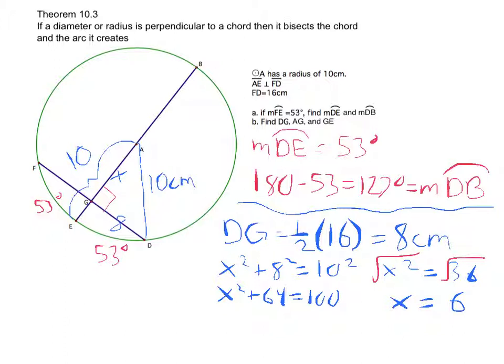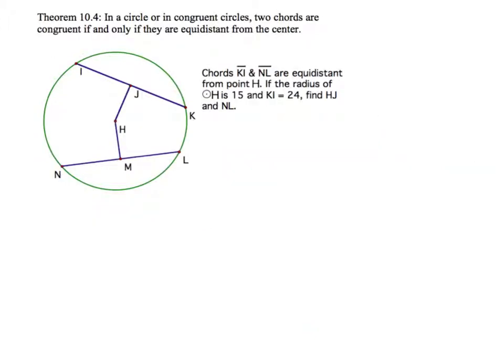So then x was AG, so AG is 6. That means GE, the leftover part, is 10 minus 6, which is 4 centimeters. All right, so that's our second theorem, and now we're going to look at just one more theorem and an example that goes with that.